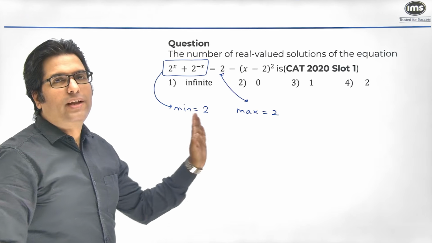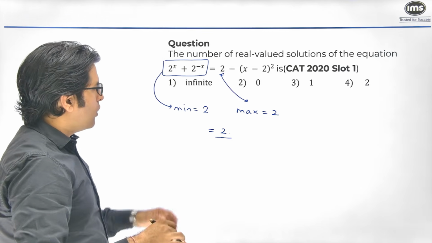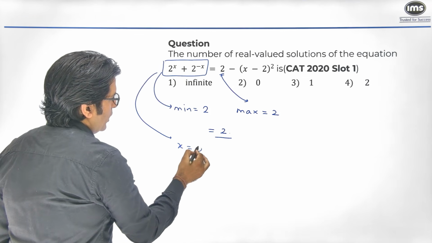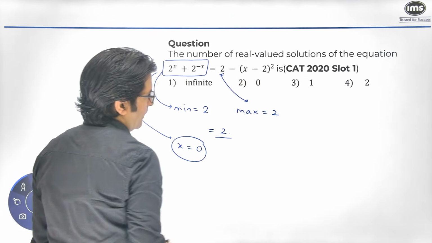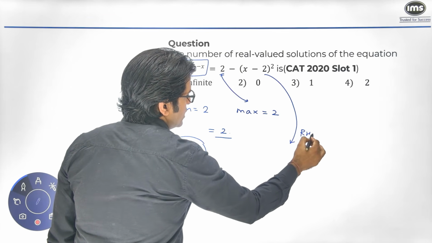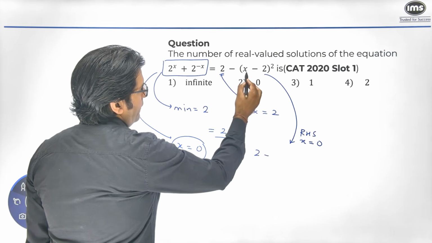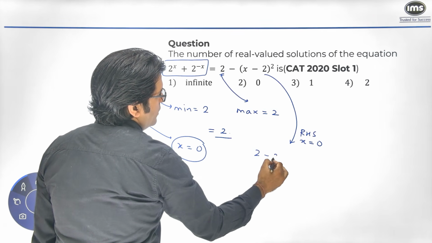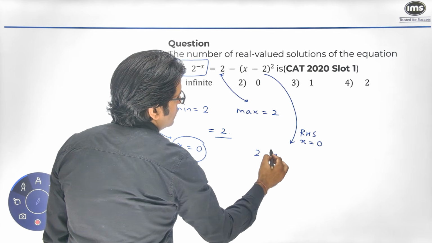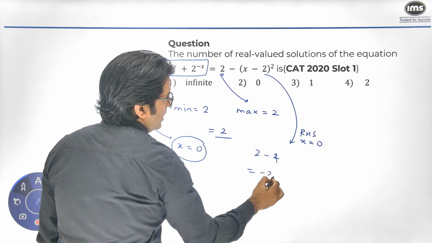Again, both of them can be equal when both of them are equal to 2. Same concept. So when can this be 2? This will be 2 at x equal to 0. Let's put x equal to 0 in RHS. If I put x equal to 0 in RHS, what is the expression that I get? I get 2 minus 2 square, which is 2 minus 4. So I get minus 2.